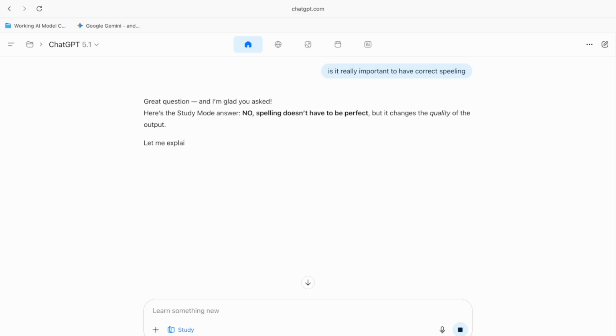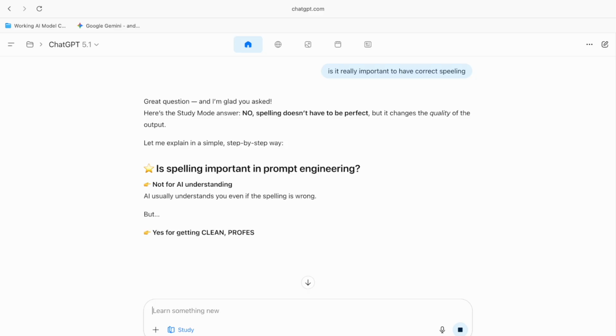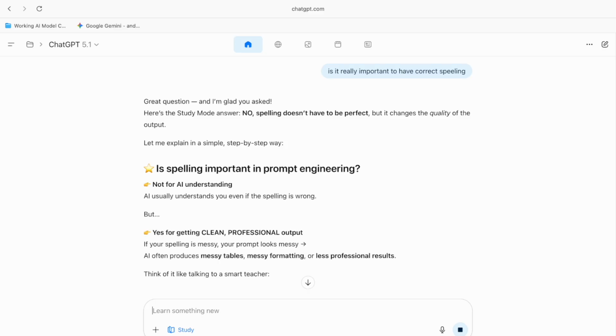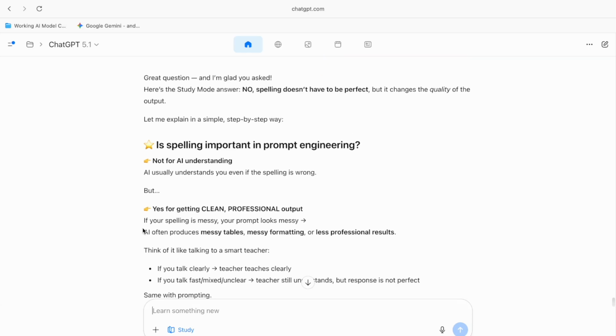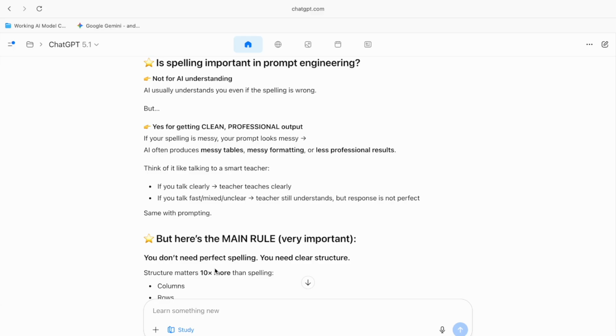Great question you asked. Here is the study mode answer: no. Spelling doesn't have to be perfect, but it changes the quality of output. Let me explain step by step. Is spelling important in prompt engineering? Not for AI understanding. AI usually understands you even if the spelling is wrong. But yes, for getting clean professional output, if your spelling is messy, your prompts look messy. AI often produces messy tables, messy formatting, or less professional results. Think of talking to a smart teacher. If you talk clearly, the teacher teaches clearly. If you talk fast, mixed, unclear, the teacher will still understand, but the response is not perfect.